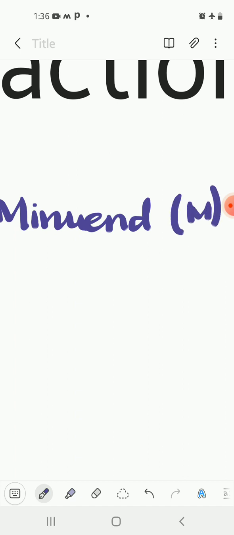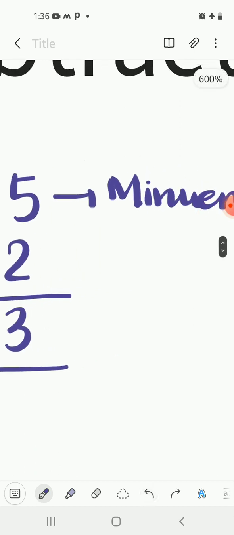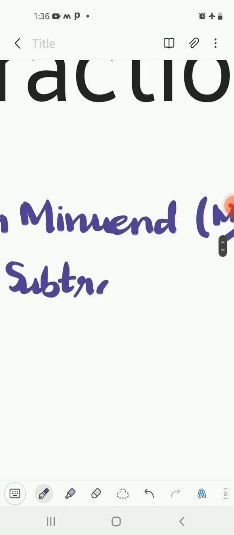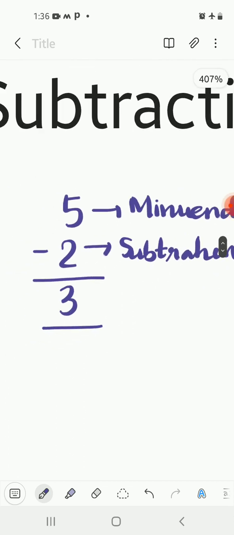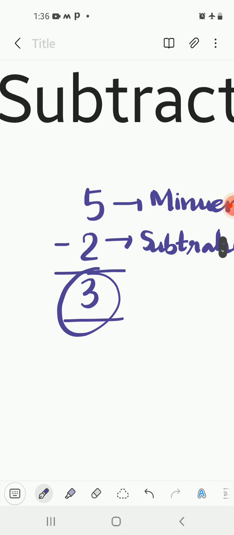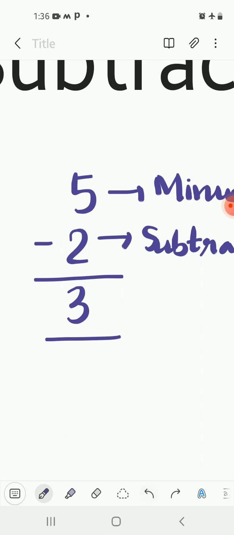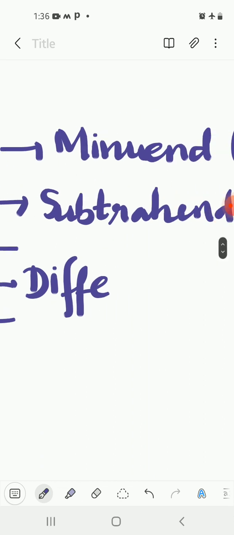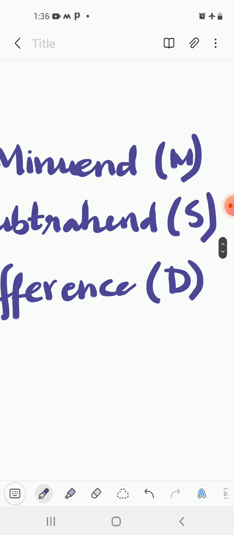We'll denote it as M for simplicity. 2, the number which is to be subtracted from the minuend, is known as the subtrahend. Again, we will denote it as S for simplicity. And the answer that we get from 5 minus 2 is called the difference. We denote it as D.